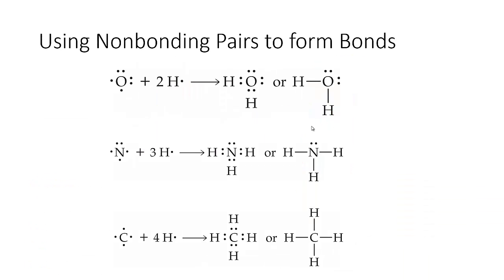So here's some examples from your textbook that show how you use non-bonding pairs to form bonds. So if you look at this first one, oxygen has 2 bonding pairs available to bond with hydrogen's 1 bonding pair. So this pair will attach here, and this pair will attach here, and that's what you see for water here. Each one of these is a shared bond or a line for a bond. Same thing for nitrogen, that's why it has 3 hydrogens attached to it. Carbon, it has 4 of these non-bonding pairs, so 4 hydrogens will attach to it.